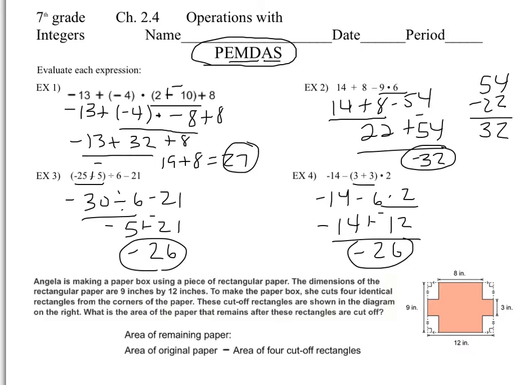For number 4, 3 plus 3 is 6. So then I have -14 minus 6 times 2. 6 times 2 is my multiplication, so that's my next step. So I have -14 minus 12. Again, it's a subtraction problem, so keep change, change. And now that I have same signs, I add them and I get -26. Okay, so I'm going to scoot this up.